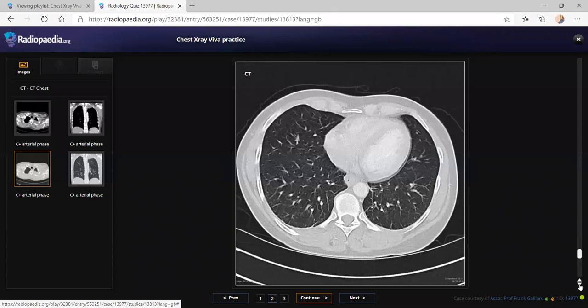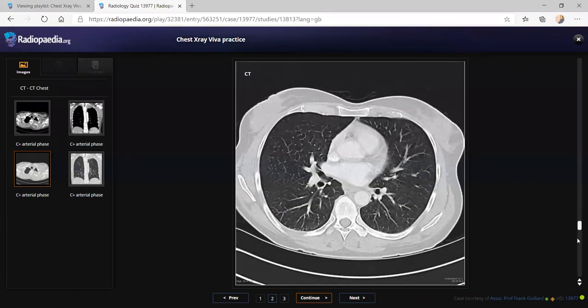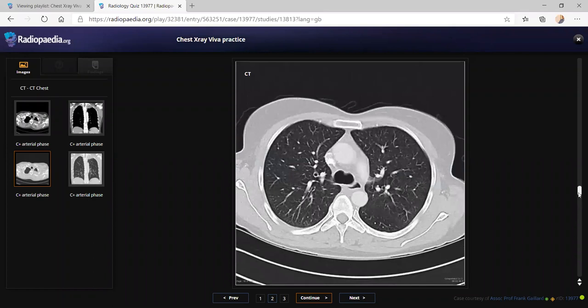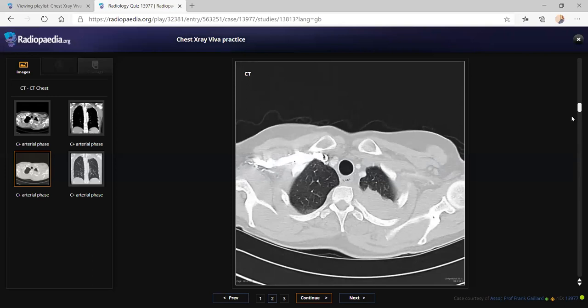So my next step in this case would be to get in touch with the chest physician as well as the interventional radiologist to get a tissue biopsy for this pulmonary lesion. And the patient will be referred to the chest MDT for further management.